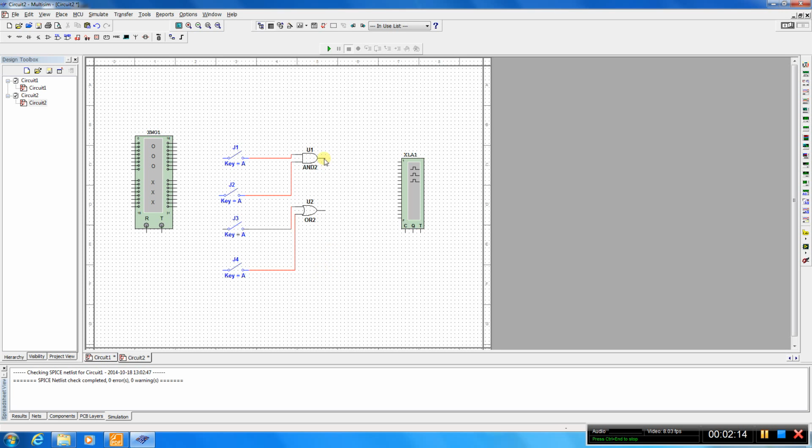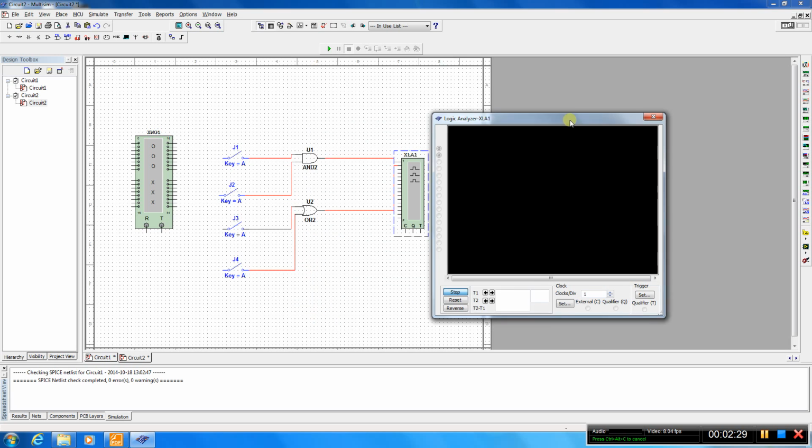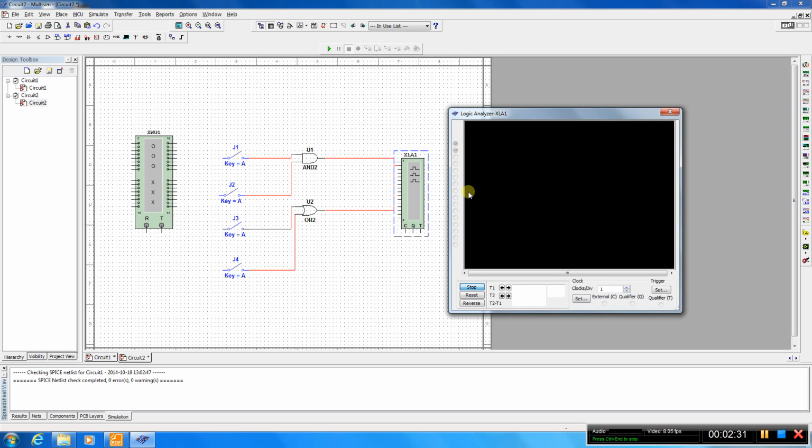So let's connect these logical elements to our logic analyzer input ports. Okay, so as you see, some words about it. As you see, it has 16 inputs. Yeah, so we will also set some parameters before we can use it as we need.